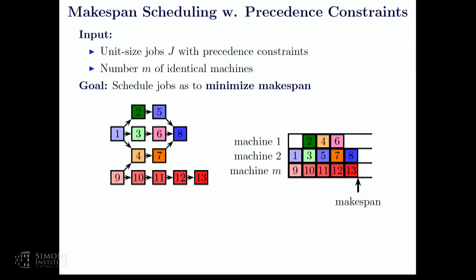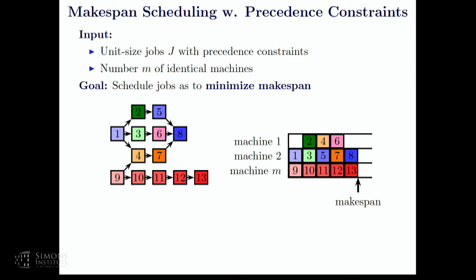This is one example solution. I think this is the optimum solution. So this is a schedule of my 13 jobs so that the makespan, the time that the last job finishes, is minimized. And you can see that, I hope I didn't screw up, for example, if you look at job 1 and job 4, there's a precedence constraint, and indeed job 4 starts only after job 1 is finished.